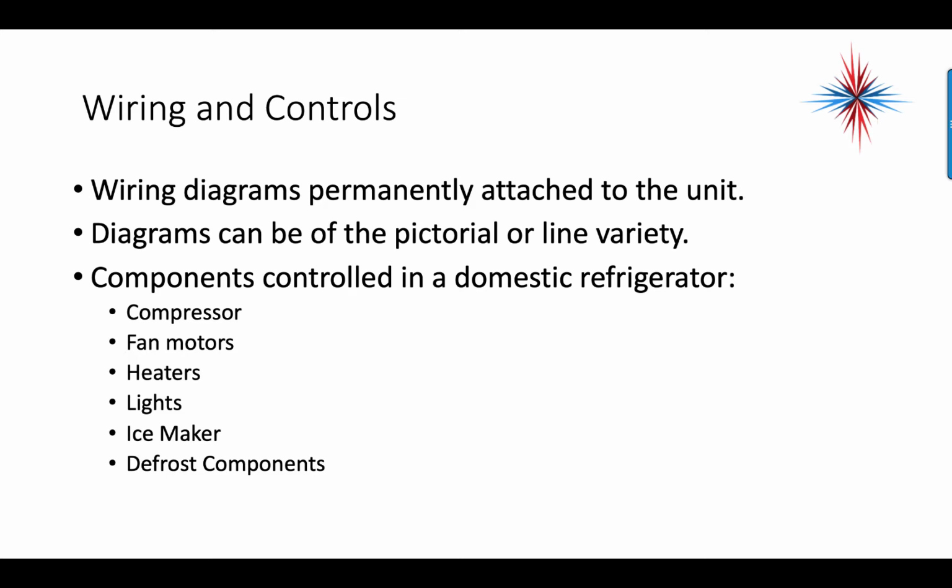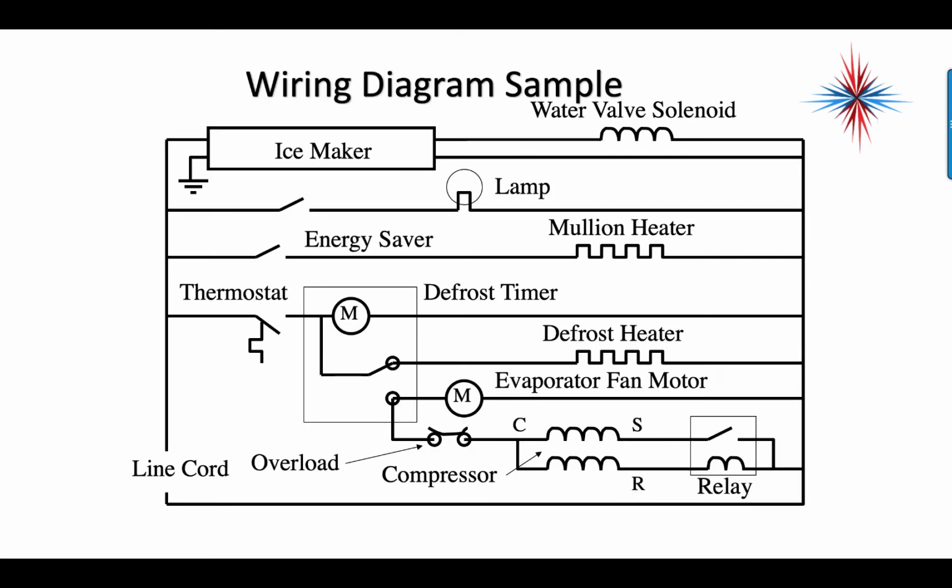The components controlled in a domestic refrigerator: you have your compressor, you have your fan motors, you have heaters, you have lights, you have an ice maker, and you have defrost components. So this is just an example of a wiring diagram for a domestic refrigerator. Okay, note there's an ice maker, which has a water solenoid. You have your door switch controlling your lights inside.